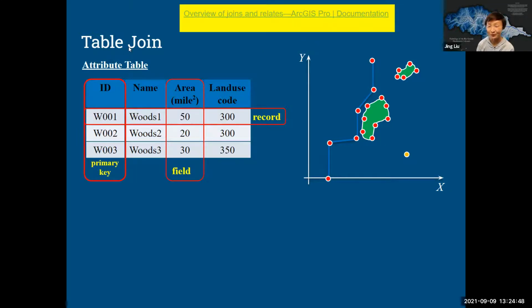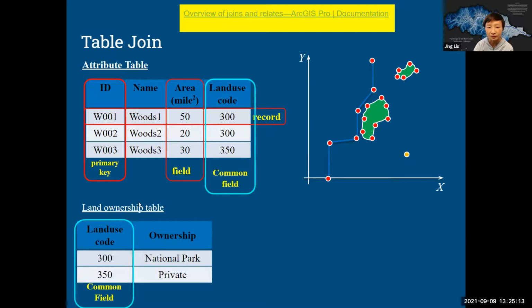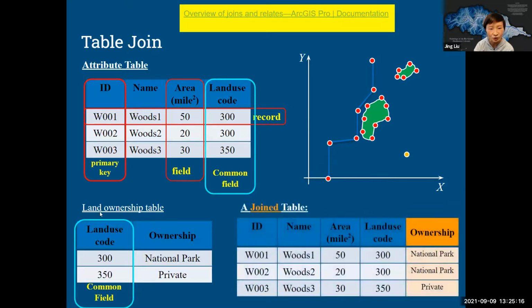Before we learn how to do table join, here are a few terms you want to memorize. Each table has a primary key, which is a unique identifier for each row. And you know field, you know record. Here, for example, you have two tables. You have this tree wood table, and you also have this land ownership table.